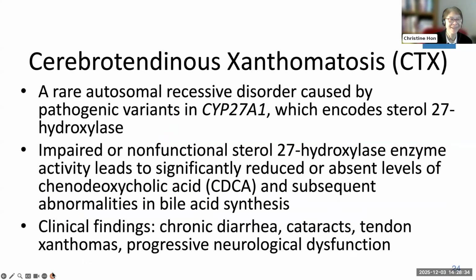One of the two examples that I'm going to talk about here is chenodiol for the treatment of cerebrotendinous xanthomatosis, CTX. CTX is an autosomal recessive disorder caused by a pathogenic variant in the CYP27A1 gene, which encodes sterol 27-hydroxylase. Deficiency of the enzyme causes a reduction in the level of the bile acid chenodeoxycholic acid and subsequent abnormality in bile acid synthesis. The clinical findings include chronic diarrhea, cataracts, tendinopathy, as well as progressive neurological dysfunction.